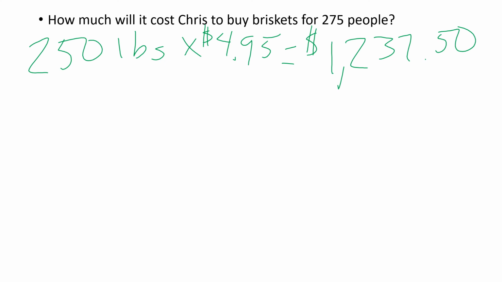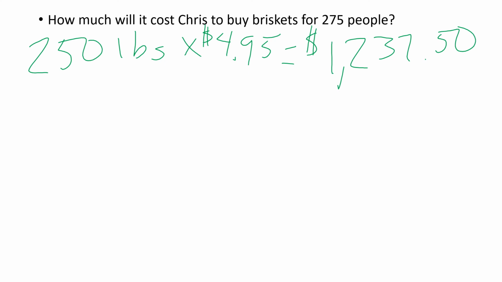Questions, comments, concerns with this? So, one more. Could we have done just the 25 extra pounds and then added it? I think that's what he just said. You could have. You could have taken 25 pounds times 4.95.